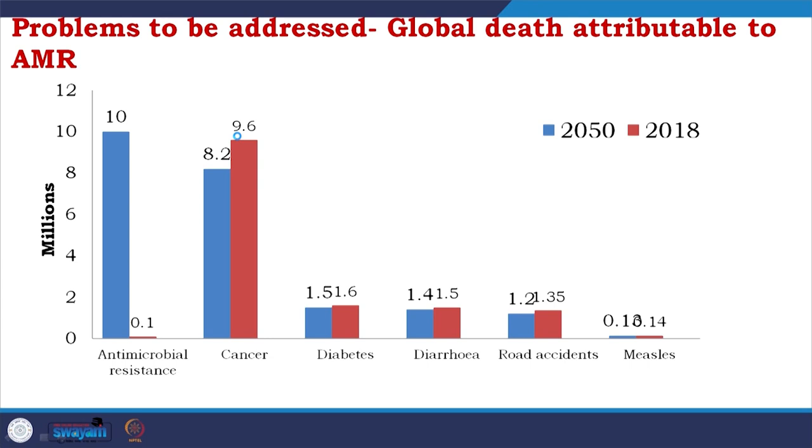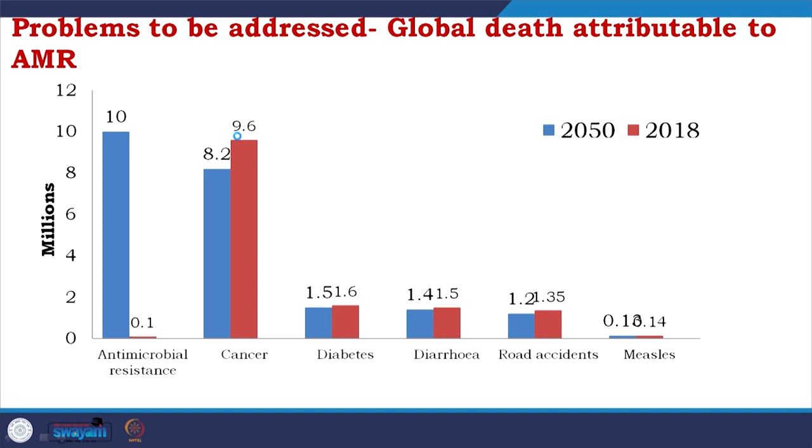How important is the problem of drug resistance? If you see here, you could see several options and their numbers in millions. The brown color columns give you the representation at 2018, whereas the blue color columns give you the idea of 2050.